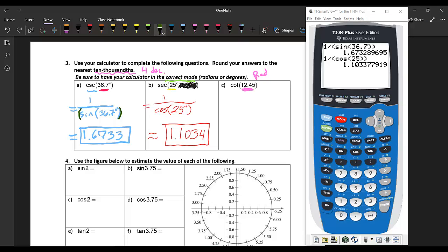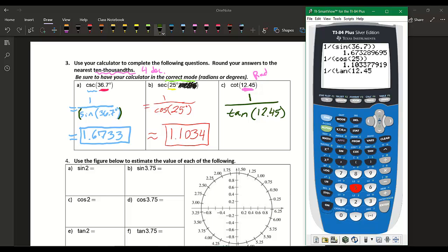Well, cotangent is just the reciprocal of our tangent function. So do 1 divided by the tangent of 12.45 radians. So 1 divided by open parentheses, take the tangent of 12.45, close parentheses on the angle, close parentheses on the denominator, hit enter. And we're like, oh snap, is it okay if our tangent's negative? Yeah, that happens in the unit circle. As a matter of fact, that happens in 2 of our quadrants on the unit circle. So in this case, we have negative 8.5544 as our answer.